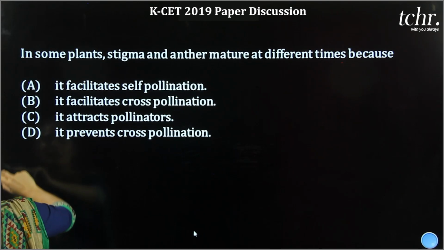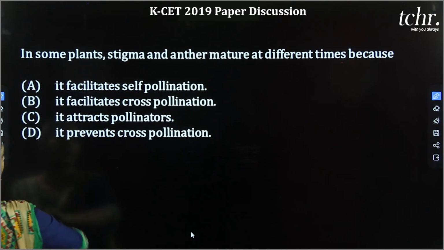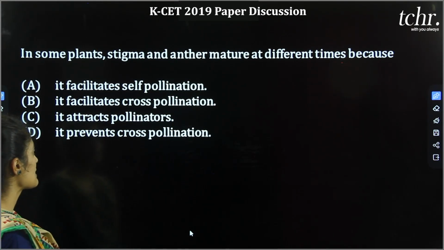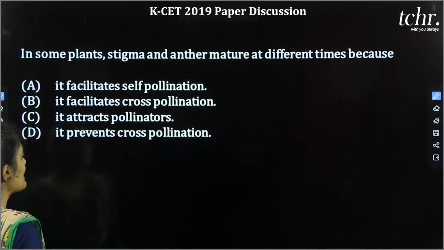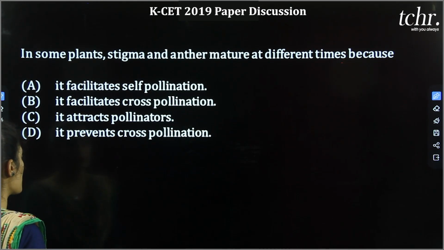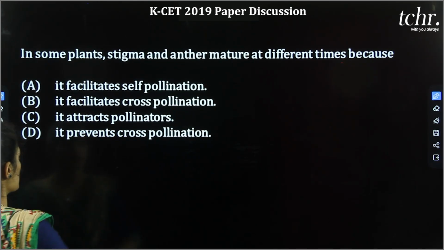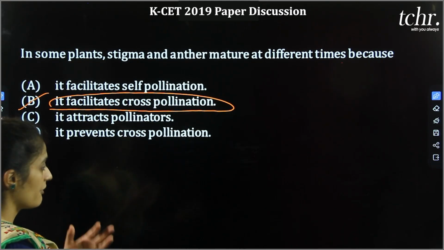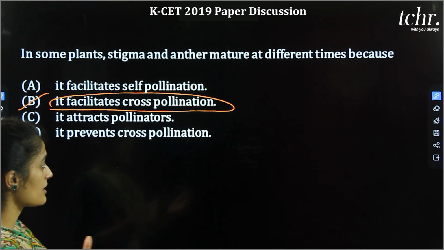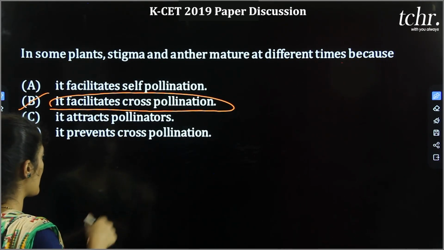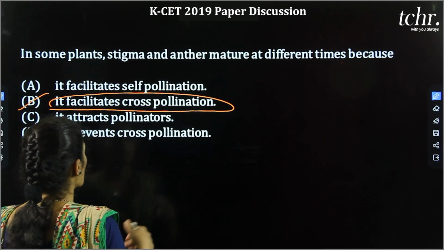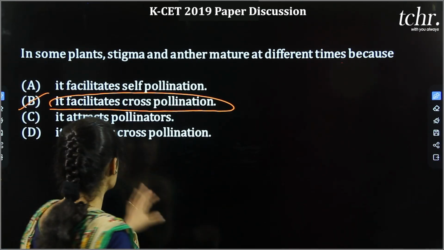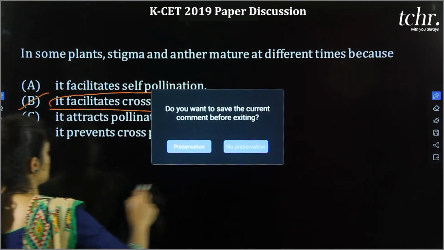Next, see, in some plants stigma and anther mature at different times because A, it facilitates self-pollination, it facilitates cross-pollination, it attracts pollinators, it prevents the cross-pollination, it facilitates the cross-pollination. Male and female parts mature at different stages. Whenever they mature, they are susceptible or they accept only at that particular time when they receive the respective gametes. So here it is facilitating the cross-pollination.